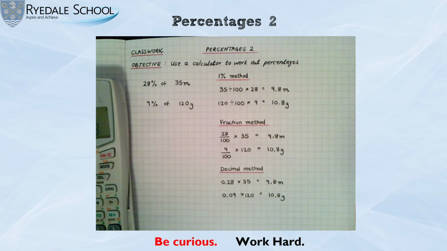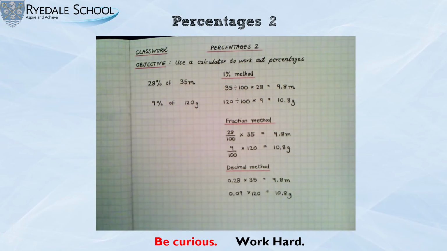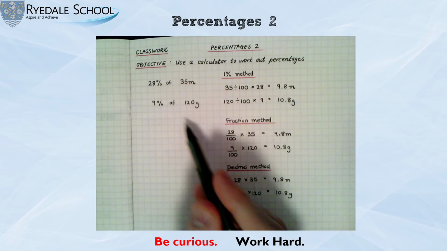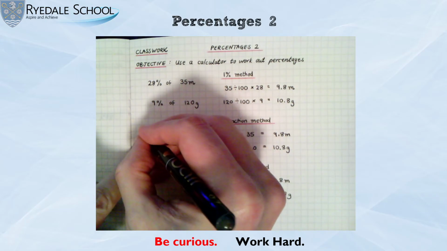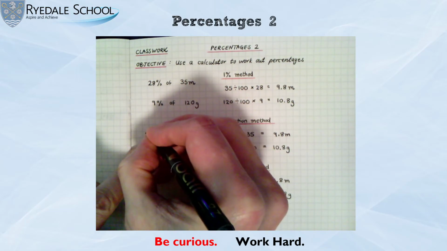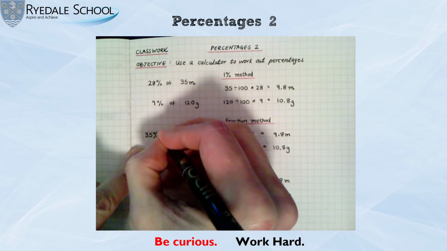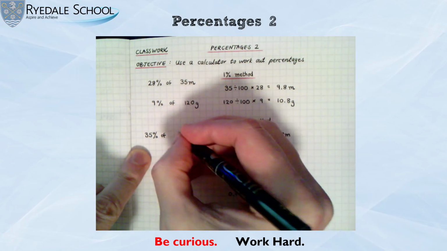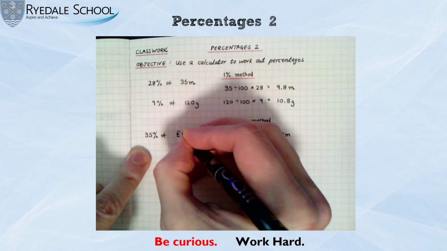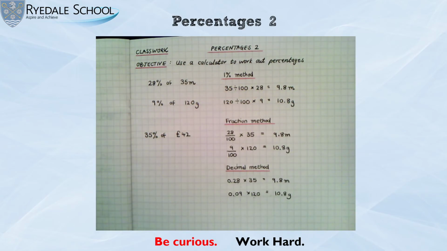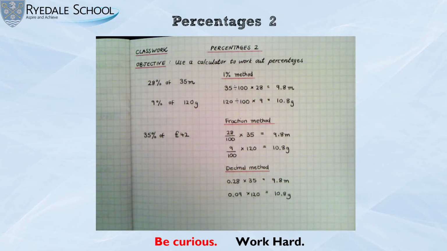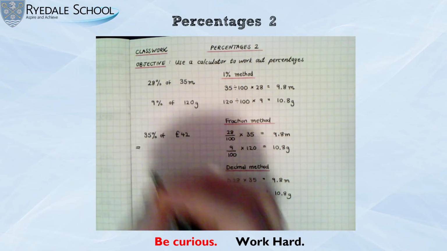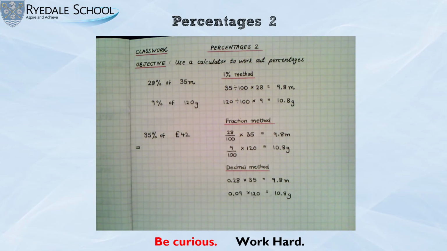Okay, one final thing that I just want to talk about, which always catches students out when they are using a calculator. I'm going to do a third and final question. I'm going to do it in this space here since I've got a little bit of room. And I'm going to work out 35% of £42. And it wouldn't matter which of these three methods you used on your calculator, you are going to run across the same problem. I'm going to use the decimal method.